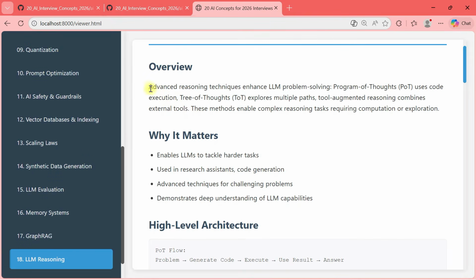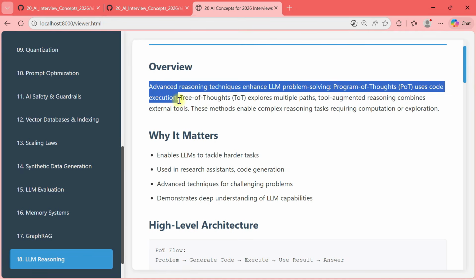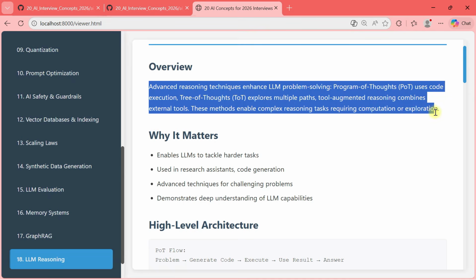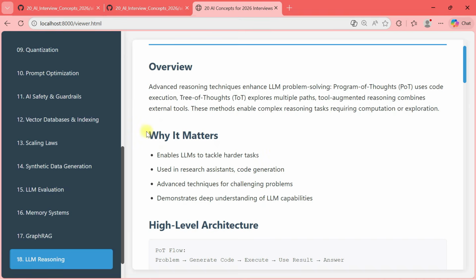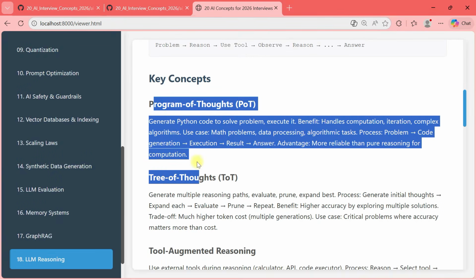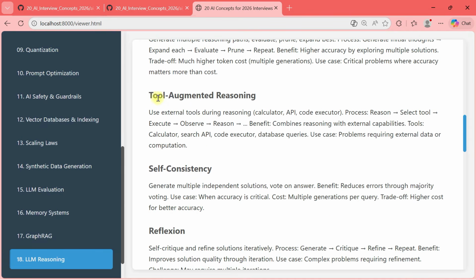So what we are writing here, advanced reasoning techniques enhance LLM problem solving. Program of thought uses code execution. Tree of thought explores multiple paths. Tool augmented reasoning combines external tools. These methods enable complex reasoning tasks requiring computation or exploration. Why it matters? Because problems are getting complicated nowadays. You need different methods to work on various problems. As we saw, in program it will create a program, in tree it will create different trees, in tool it will use various tools.